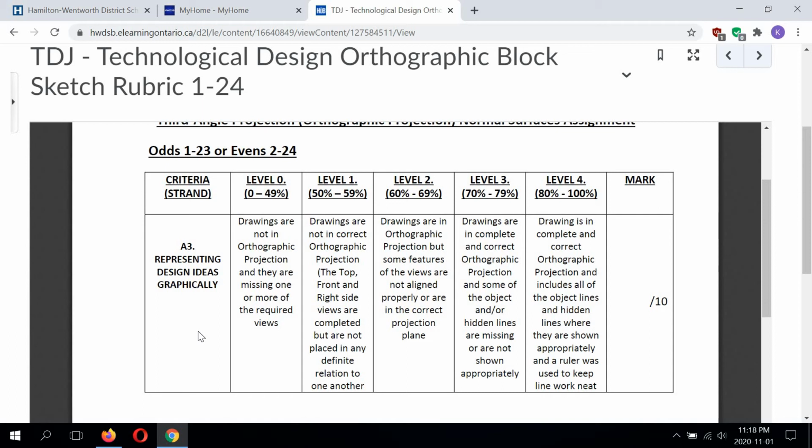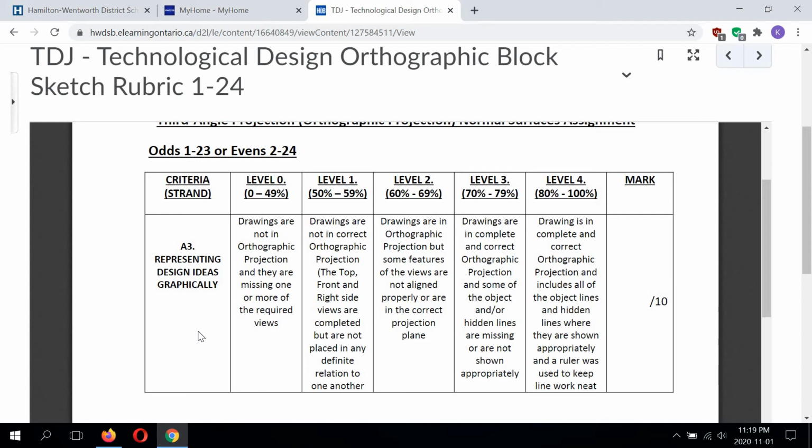Which is not a pass. Now level 1, let's discuss that one. It says drawings are not in correct orthographic projection, meaning the top, front, and right side views are completed, but are not placed in any definite relation to one another. So what that means is you've created the 3 views, they've been created correctly, but they're just placed on the sheet of paper in an area wherever the heck you've decided to put them, right?